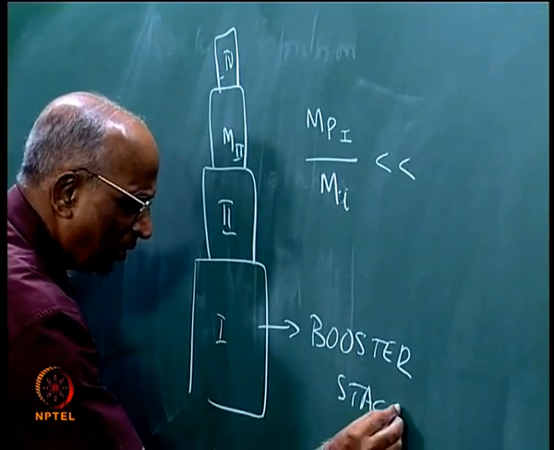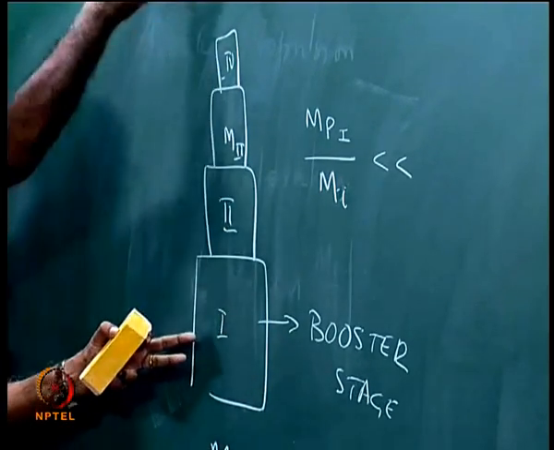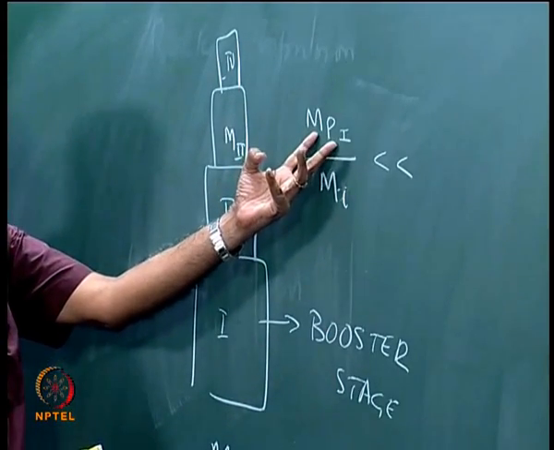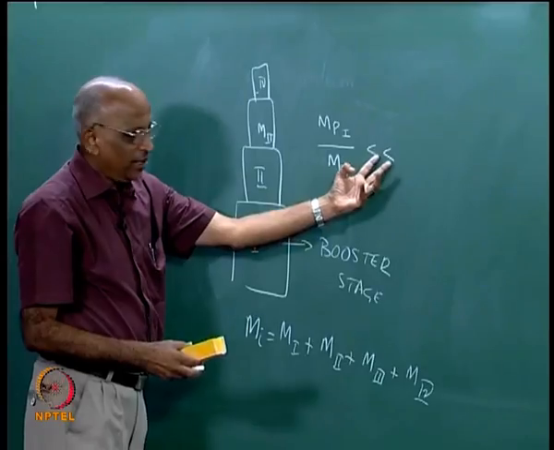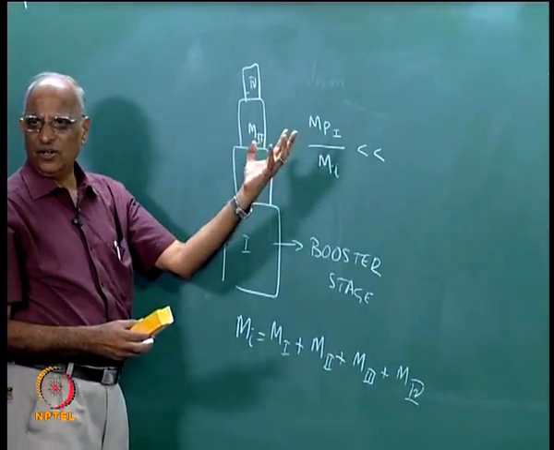What is a booster? It allows the rocket to take off; it boosts the rocket. Therefore, it is known as a booster stage, and in a booster stage the mass of the propellant divided by the initial mass is a small number. If it is a small number, can we find out whether I can simplify the equation in some way?